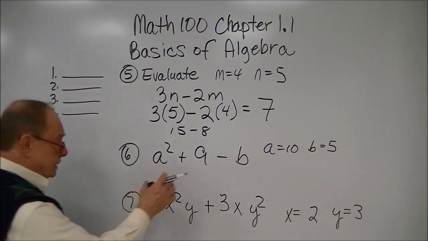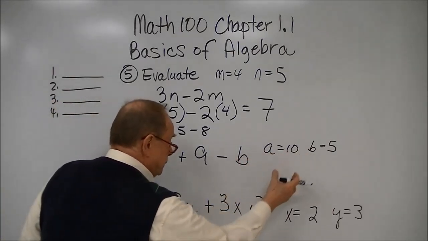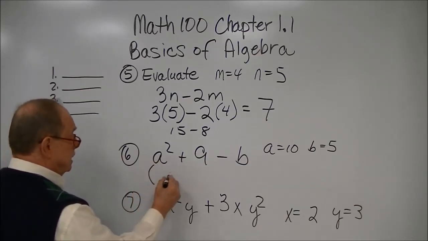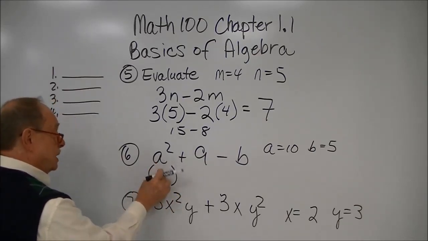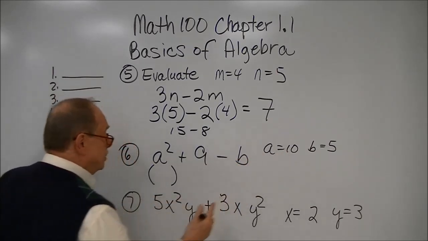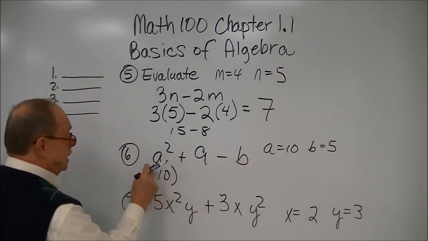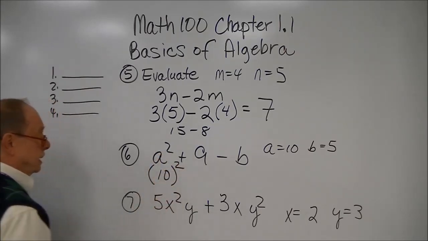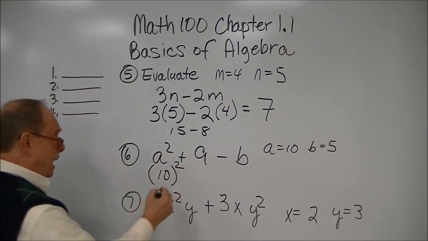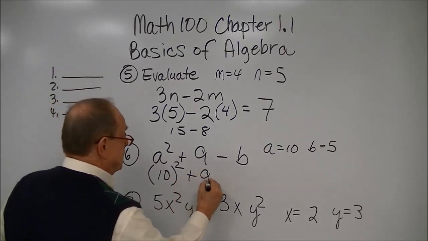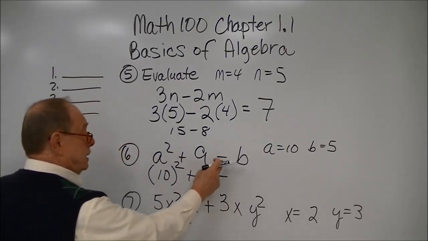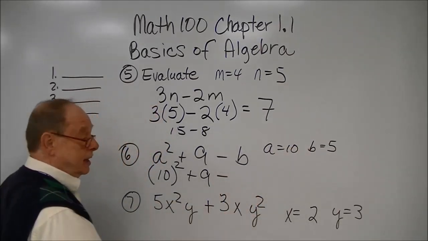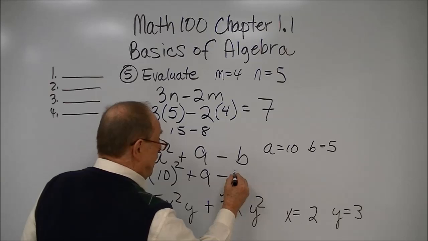All right, in this case, again, we're going to just take the letter that's there. In this case, it's A. So we'll put the A in parentheses and put the number 10 there. A is 10, and we're going to square it. And then we're going to add 9. And then there's our negative sign, and we're going to put B in there. And since it's not multiplication, we can just put the 5.